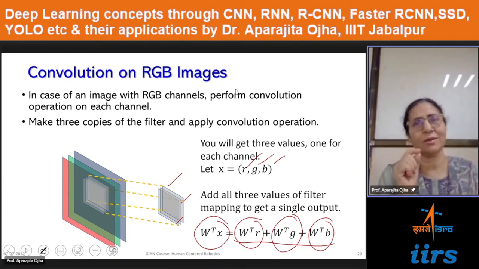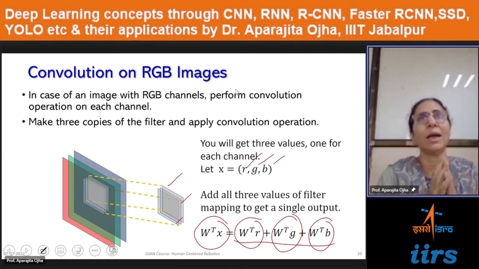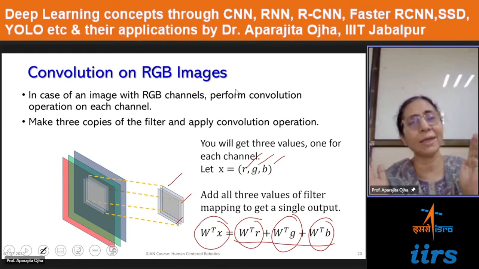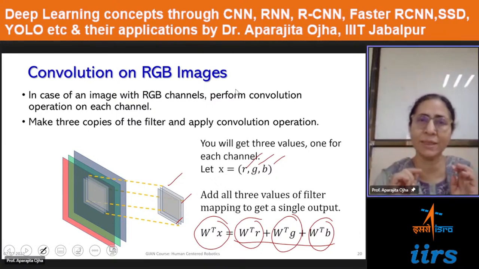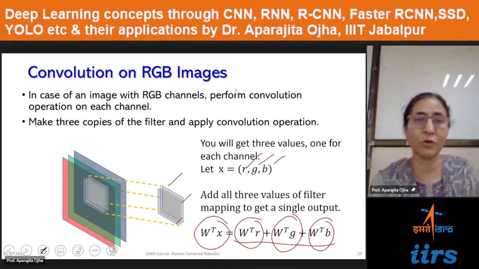So from one filter, whatever number of channels there are in a multispectral or hyperspectral image, there can be many channels, right? On each channel you will apply the filter. Suppose there are 14 channels, then you will apply the filter on all 14 channels and get 14 arrays of numbers. You will add all those 14 arrays and get one single two-dimensional array. That will be the output of the convolution operation for one filter.